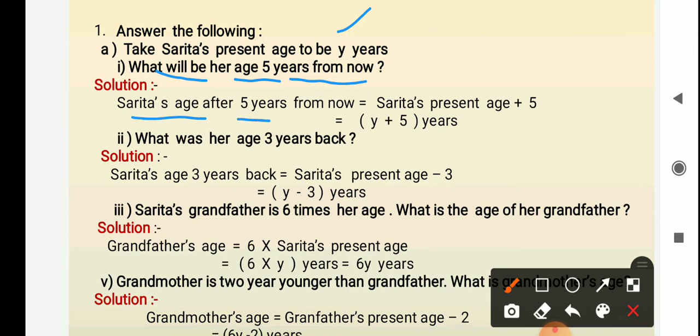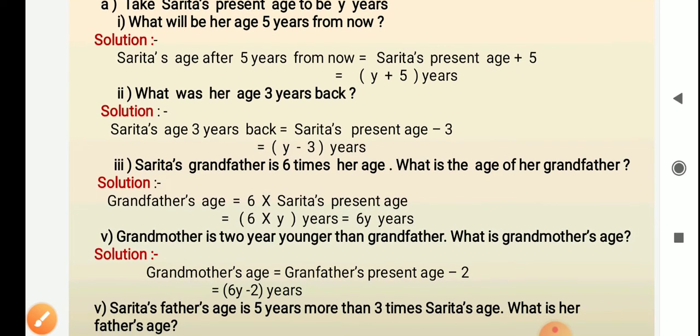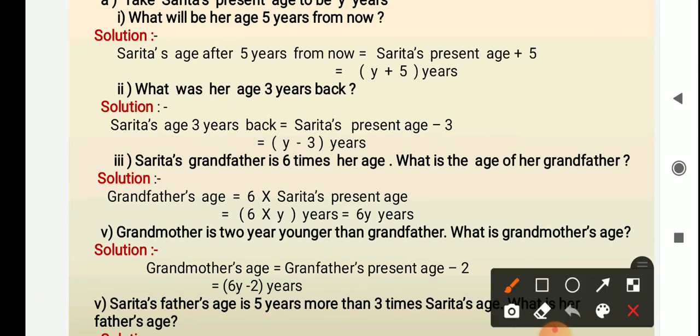So Sarita's age after 5 years from now is Sarita's present age plus 5. Sarita's present age is Y, and plus 5, so we get Y plus 5 years. Next question. What was her age 3 years back? 3 years back means we have to subtract 3 from Sarita's present age. So see its solution. Sarita's age 3 years back is equal to Sarita's present age minus 3. Sarita's present age is Y, so we subtract 3 from Y. We get the expression Y minus 3 years.